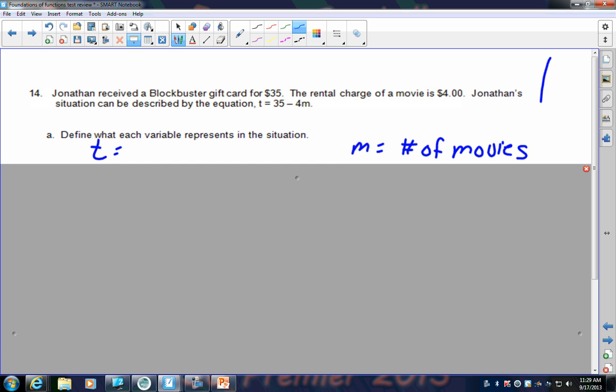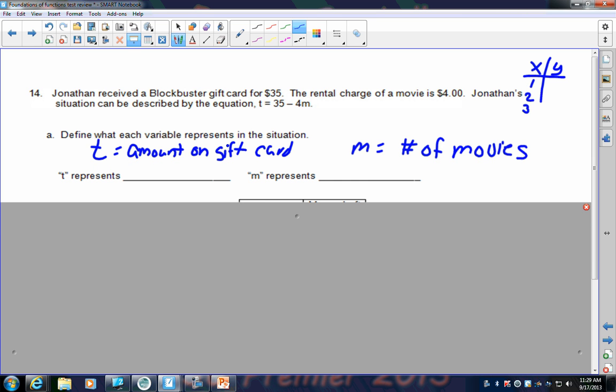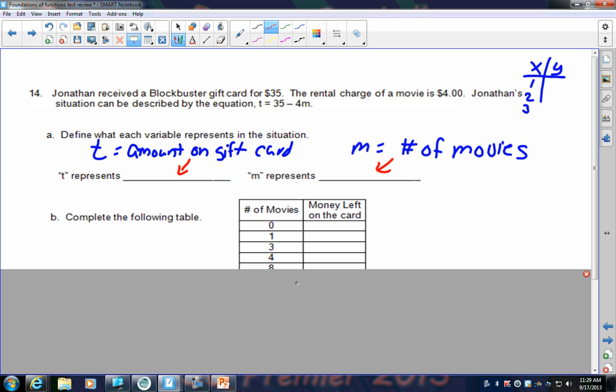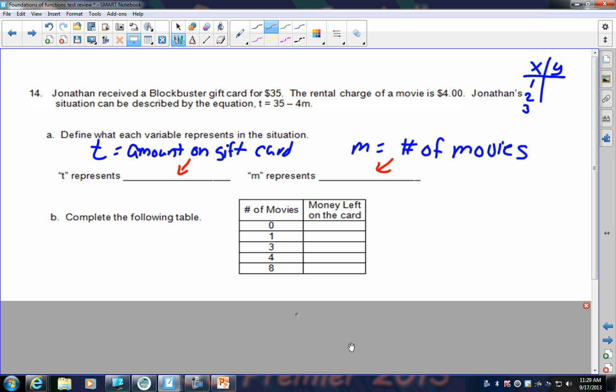T, see, as I go here, I've got X and Y. I've got the number of movies, and this is going to be how much is on my gift card. So T is going to be the amount on gift card. Then it asks us to complete the table. So before they have anything, that's $35.